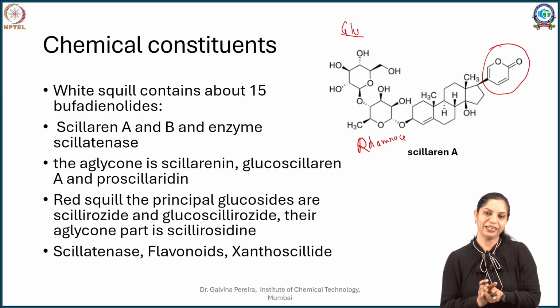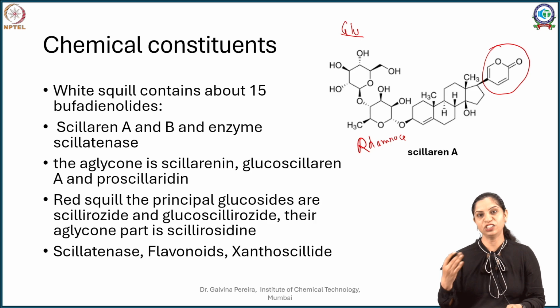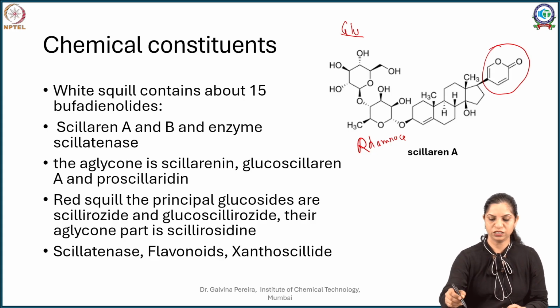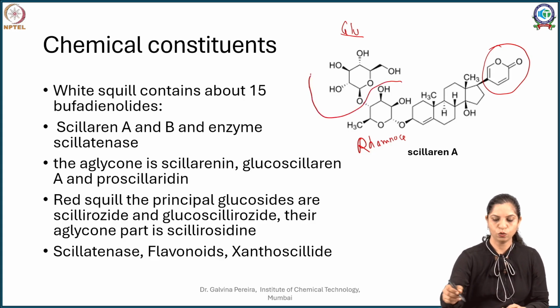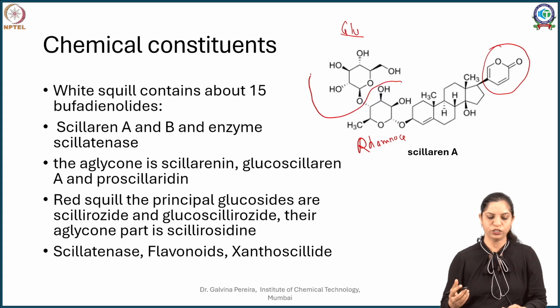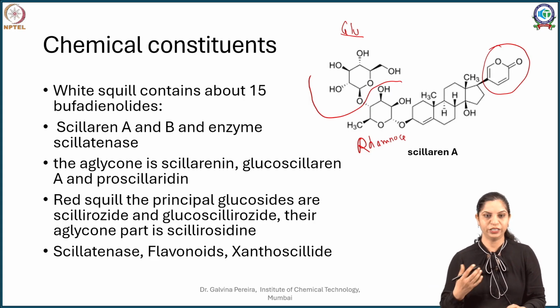Apart from that, it also contains an enzyme, like how digitalis had digipurpurase. This one has scillarenase, which causes hydrolysis. Once it causes the hydrolysis, the glucose is lost, and what you get is what is called proscillaridin. Then with another acid hydrolysis, the genin is formed. So it has scillarenin, glucoscillaren, and especially proscillaridin.